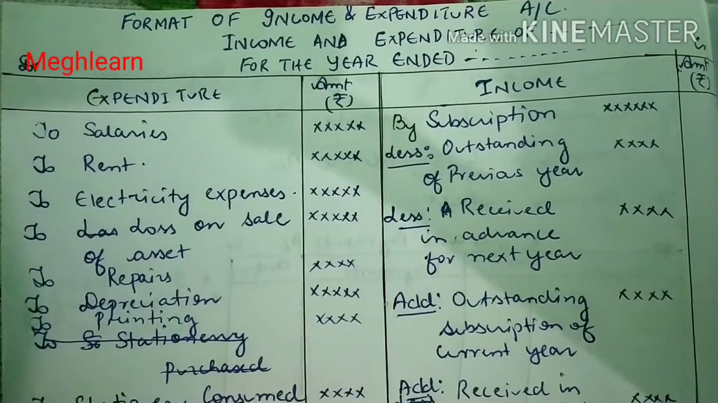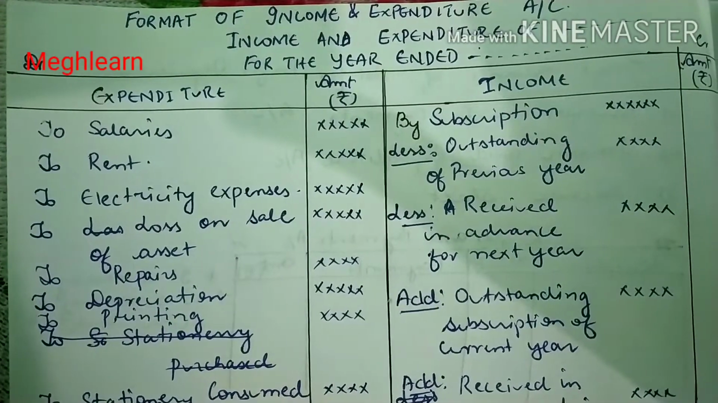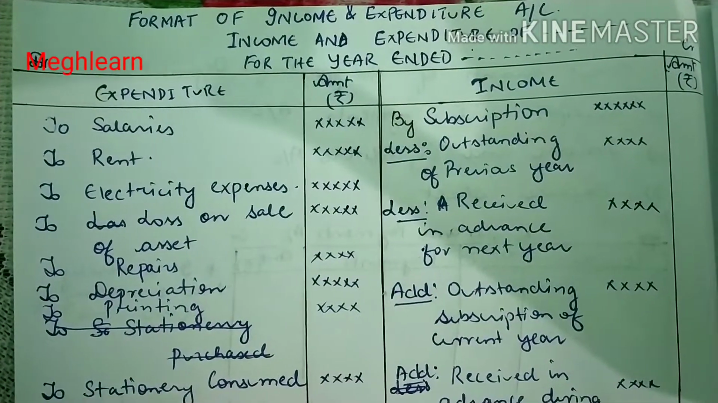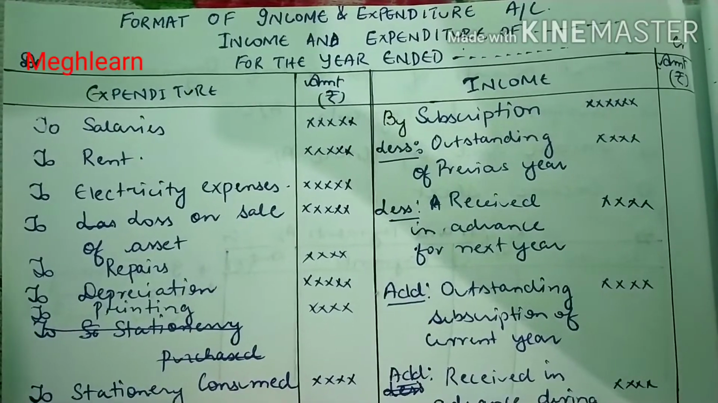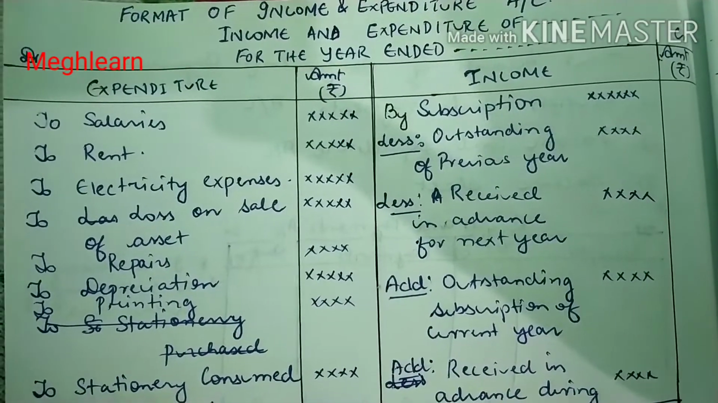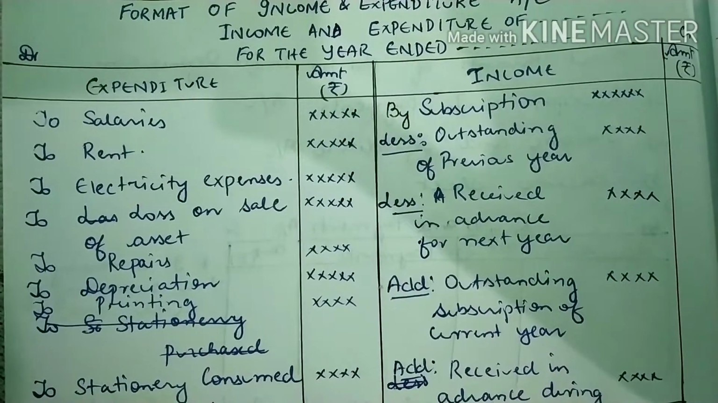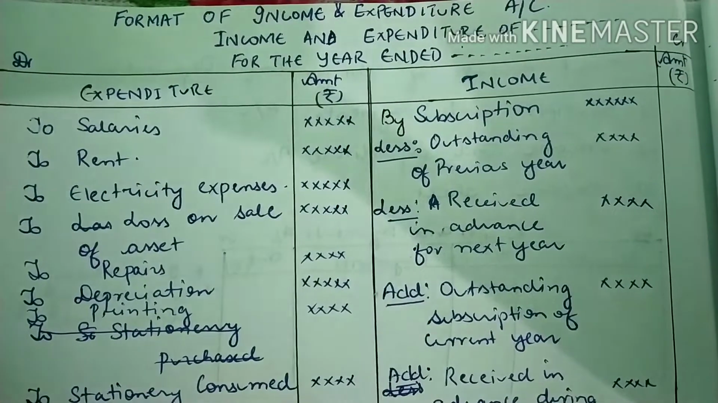Today I am going to show you the format of income and expenditure account. As you can see, this is a format of income and expenditure account. In the previous videos also I had explained you the final accounts of not-for-profit organization. Therein we discussed the receipts and payment account. Also we discussed income and expenditure account, and today I am presenting you the format of income and expenditure account.